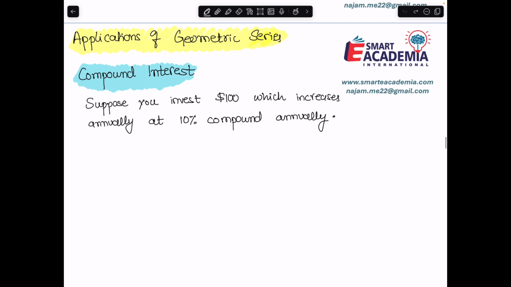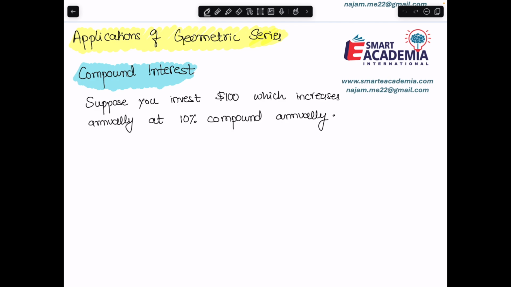Now, to understand how this is a geometric series, let's see how the money would increase after each year. So let's say at year 0, we know that we have just $100, whereas at year 1 we will have $100 plus 10% of the $100, and we know 10% of 100 is basically 10, so we'll get $110.